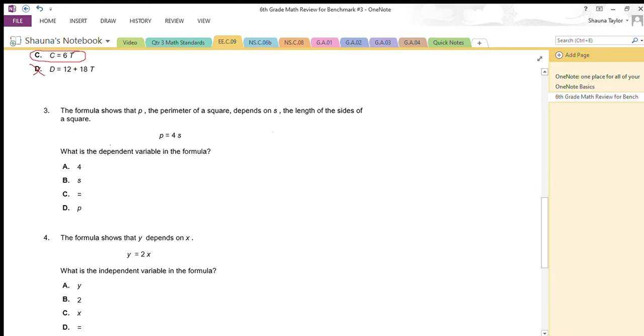It says the formula that shows P, the perimeter of a square, depends on S, the length of the sides of a square. So it shows me the formula here. That's what they're talking about, the formula.